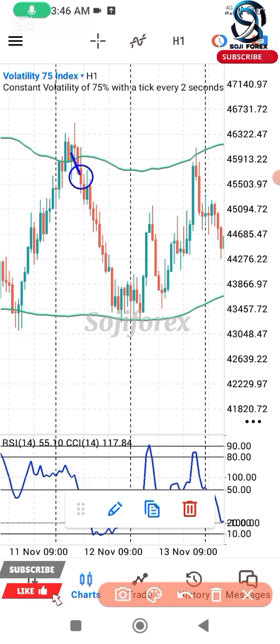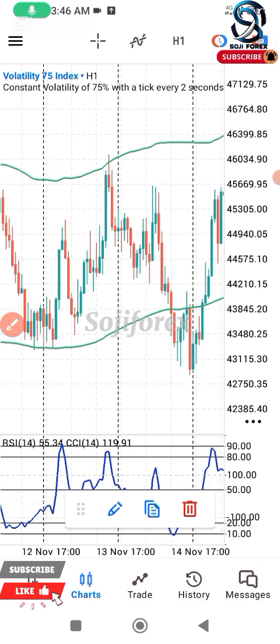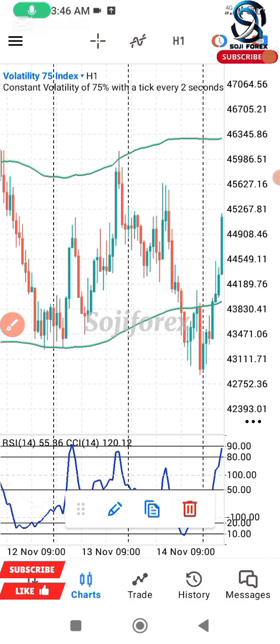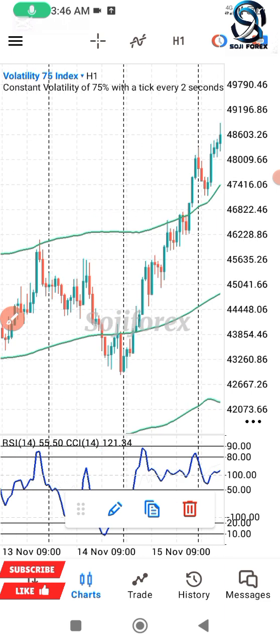Now look at what happened. Price came back to it, retested it. We have this bullish engulfing. That is a buy to the upside. Look at our CCI confirmation. CCI was giving us a divergence. This alone will make you profitable.